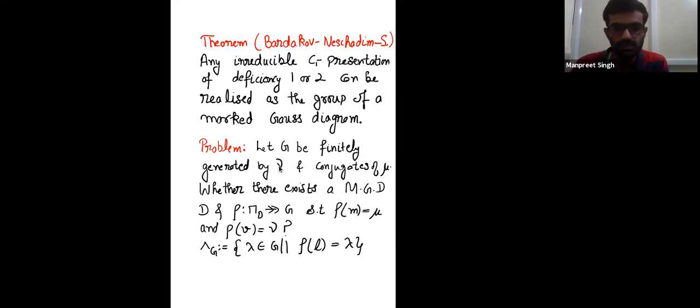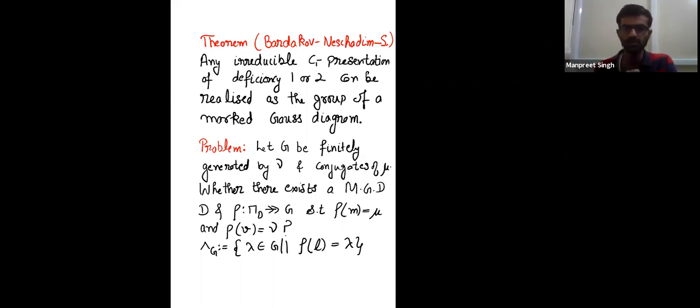The next is the problem. We formulate that, let G be a finitely generated group generated by mu and conjugates of mu. So the question is, can we find a marked Gauss diagram and a homomorphism from the group pi_D to the group G, such that the image of the meridian is mu and the image of v, which corresponds to one circle in the Gauss diagram, is mu. So here I am saying meridian. I have not explained what I mean by meridian for the marked Gauss diagram. So basically we have given a combinatorial definition of the meridians and longitudes for these diagrams. And then we define the peripheral structure as the conjugacy classes.